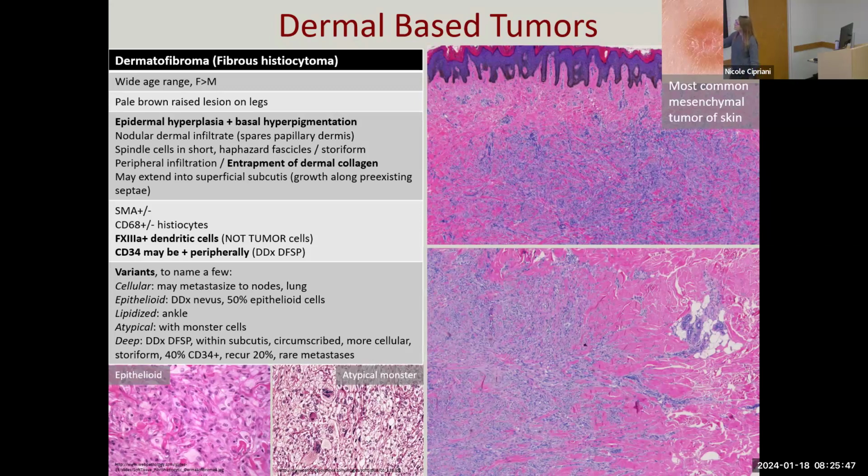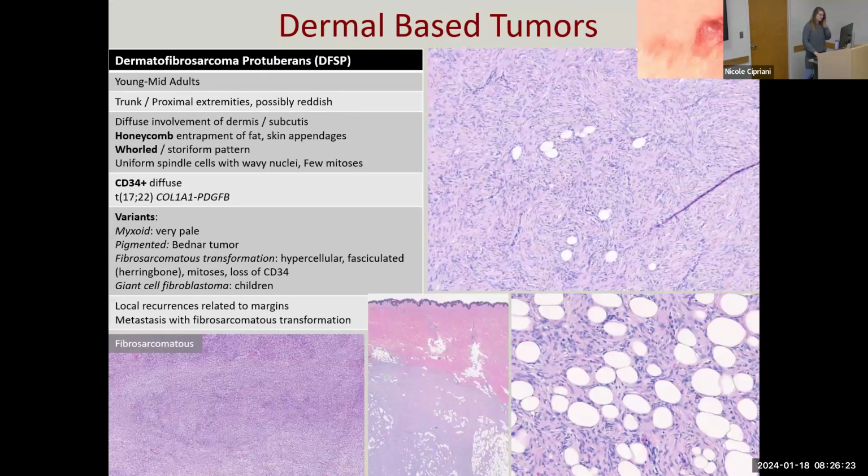The thing to know though about DFs is that there are histologic variants. There's very cellular DFs that start to worry you for something like a DFSP. There are epithelioid DFs. There are lipidized fatty DFs. There are giant atypical cell ones, or even the deep dermatofibromas that are in the lower dermis, pushing into the subcutis. But they don't tend to be as infiltrative. They tend to be more circumscribed. So just variants of DF to think about.